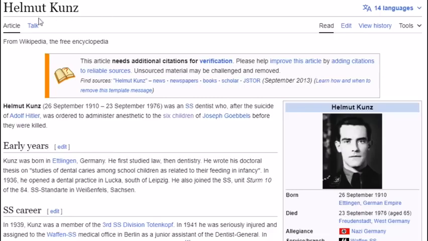Look, here it says Helmut Kunz. And here we see Hitler's dentist, Dr. Helmut Kunz, with the very same surname as Dr. Death Kurt Kunz from Swissyland. A real charming SS doctor who poisoned and murdered the 6 innocent Goebbels children in 1945. What a charming fella.